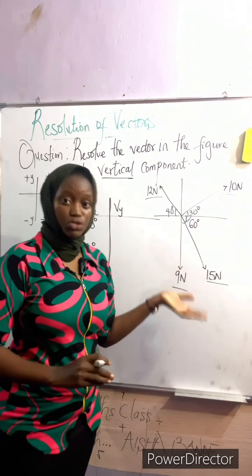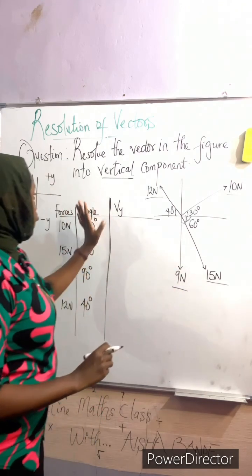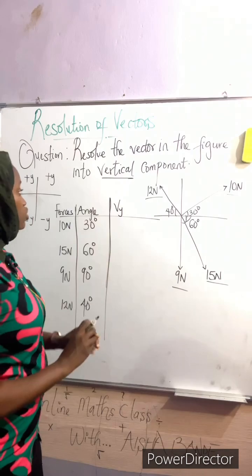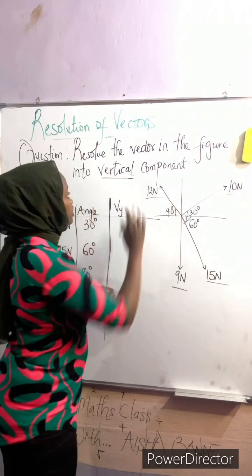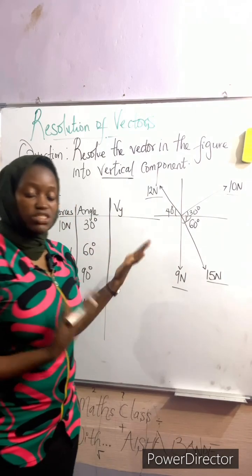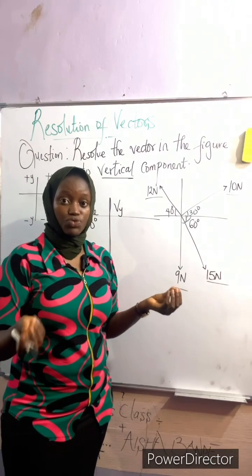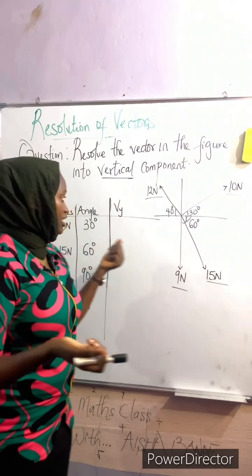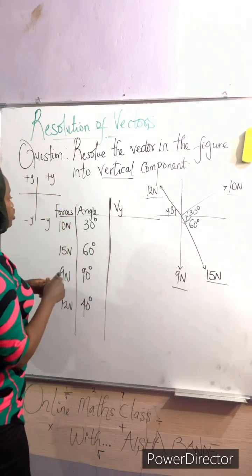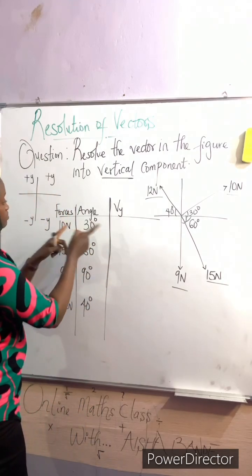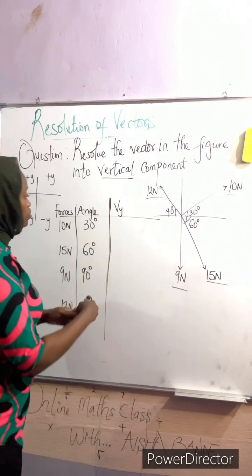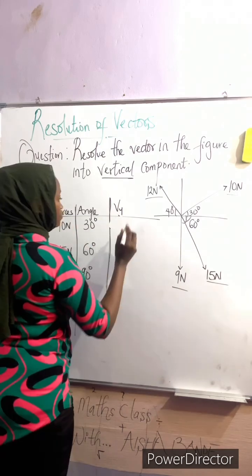From here we can resolve using the force and the angle. If you want to resolve the vertical components, we use what we call sine from our trigonometric ratio. So we use sine. All we need to do now is to multiply the force times sine of the angle. Okay, so let's do this.